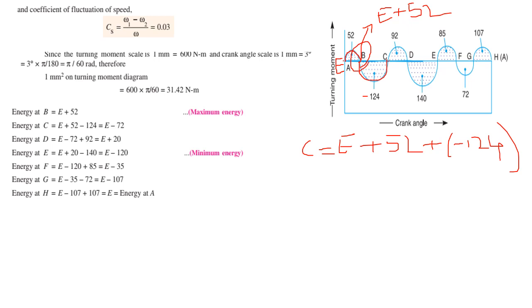And what is the minimum energy? For that we have to consider all the minus values. What are the minus values? E minus 72, E minus 120, E minus 35, E minus 107. Out of these four values, you can clearly see that the most negative value is E minus 120. Where is this point? This is at point E. So we are going to consider point E as the most negative value. I am going to mark it with green. That is the point which has the minimum energy.